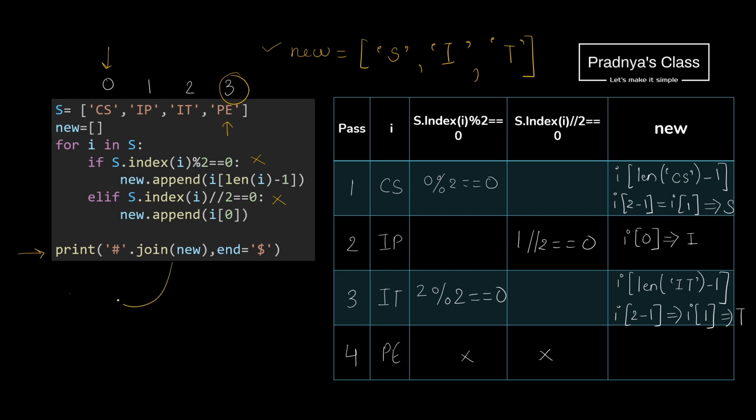Using the join function, we are joining the hash symbol to the elements of the list. It means what? After S we will get hash, after I we will get hash, and after T also we will get hash. And at the end we need to append this dollar symbol. Ultimately, here is the output. Let me show the final string. In this way we solved this question and got the output. Hope you understood this concept.